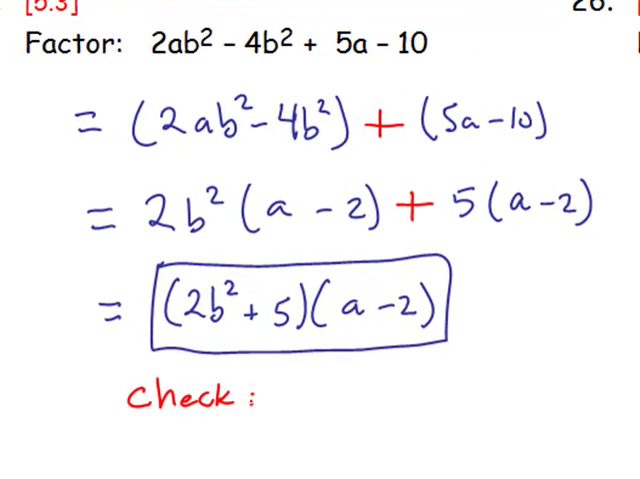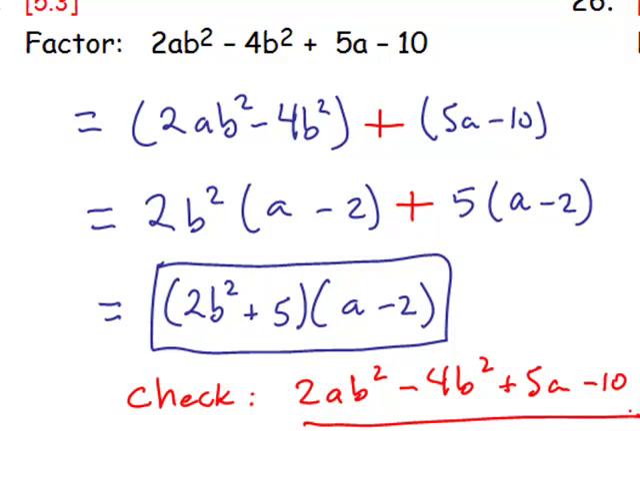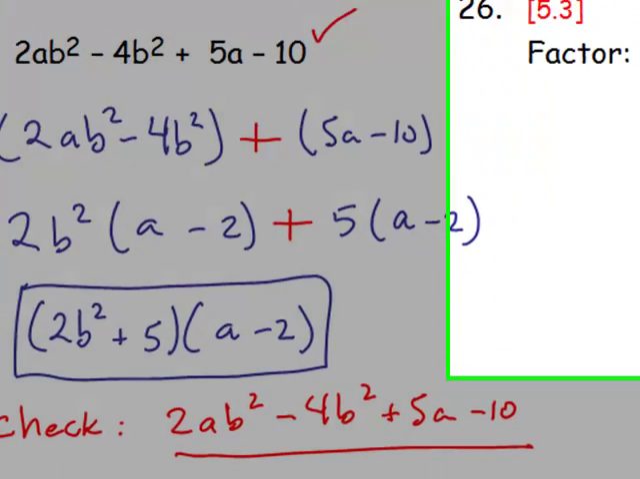And the way we check our work is to simply multiply these back together. I'll do it very quickly here. 2b squared times a is 2 and an a and a b squared, minus 4b squared plus 5a and minus 10. And when we compare that to the original, they match up exactly. Checking is not required. It's just a very good idea. And you might want to use scratch paper for your checking, so it's not actually a part of your written test. Either way is fine.